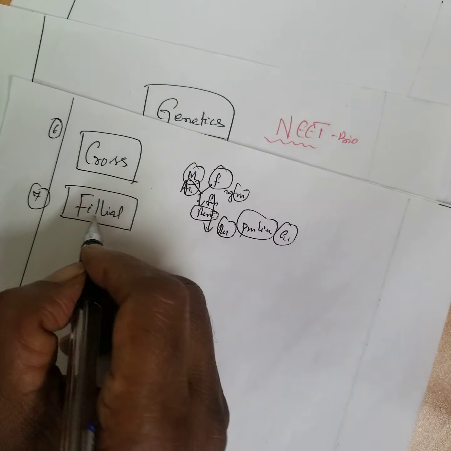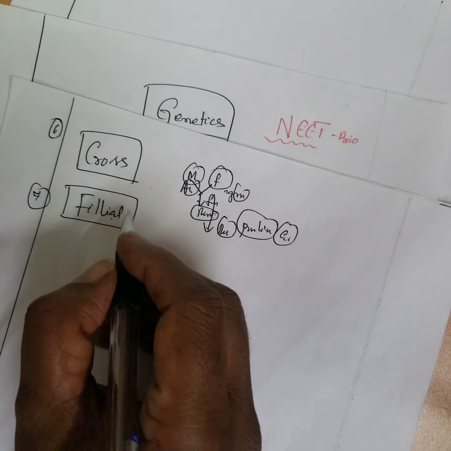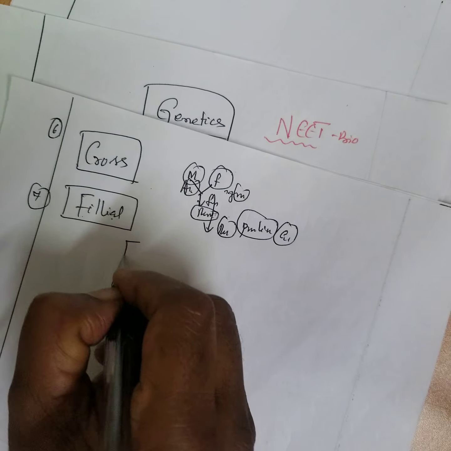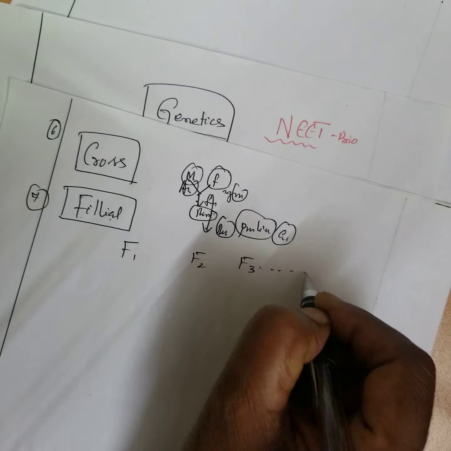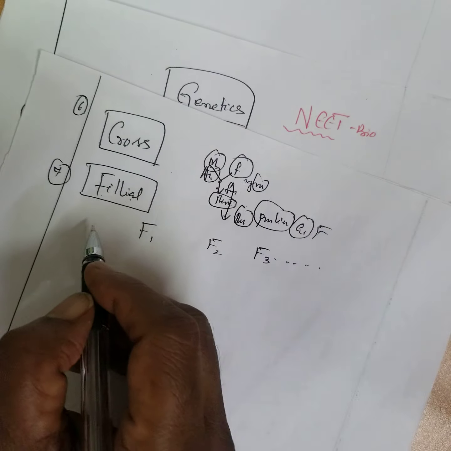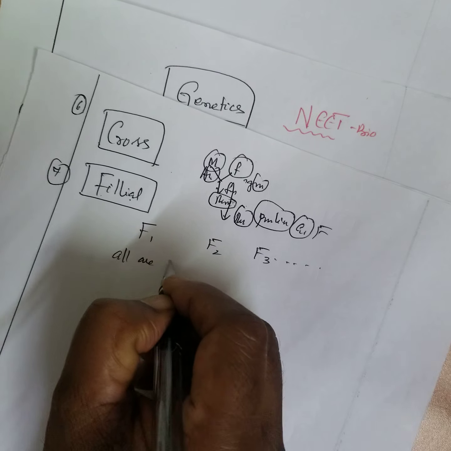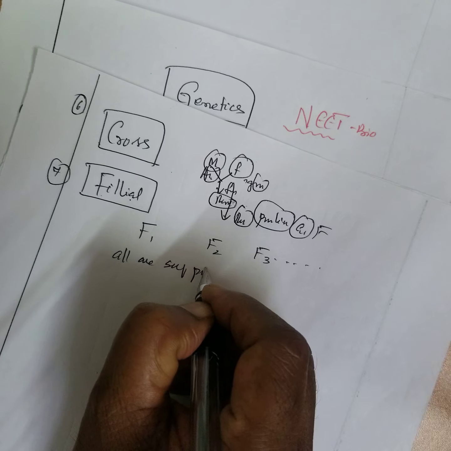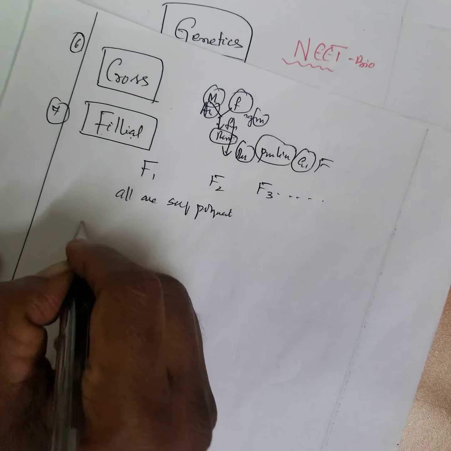They call it filial. What is the filial generation? First generation, second generation, third generation, and so on. Also, you'll get the first generation, then all are self-pollinated.